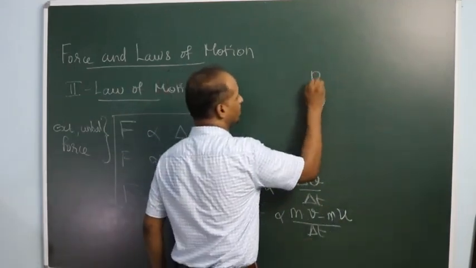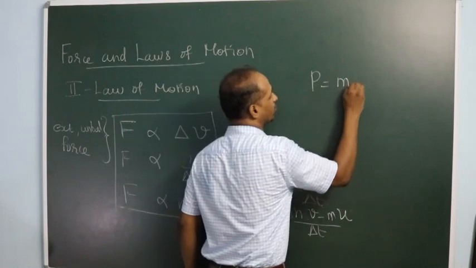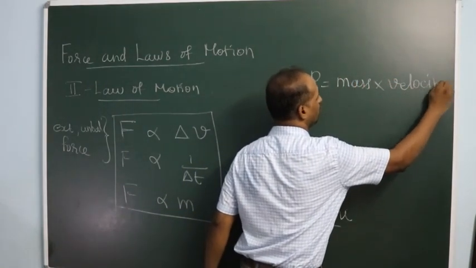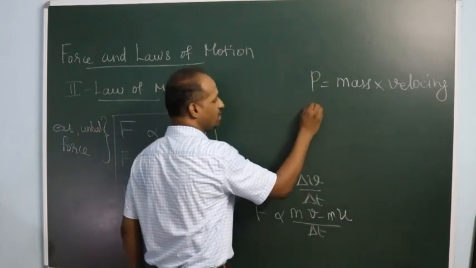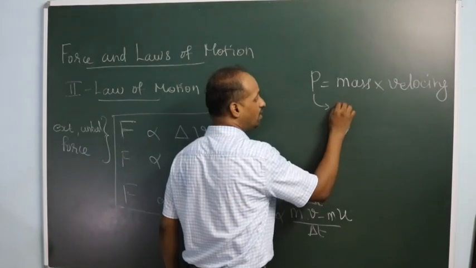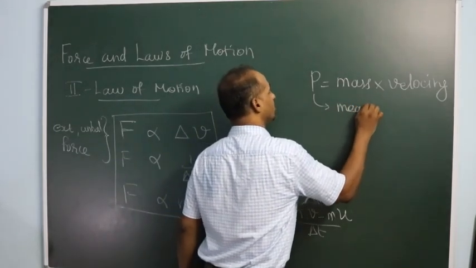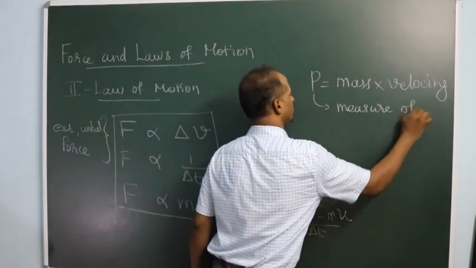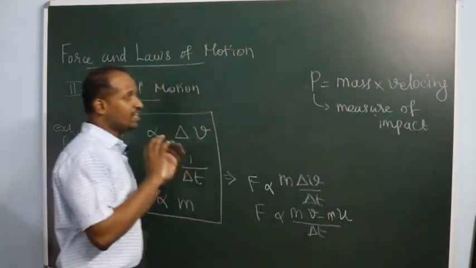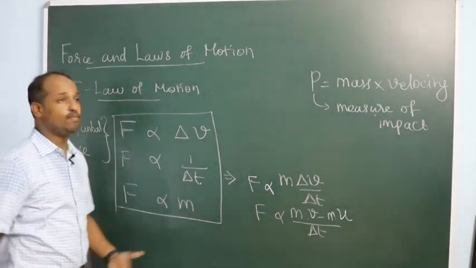So P, the momentum, is a product of mass and velocity, which Newton called quantity of motion, which actually means momentum means the impact factor or the measure of impact. The greater the momentum, greater is the impact. The lesser the momentum, lesser is the impact.